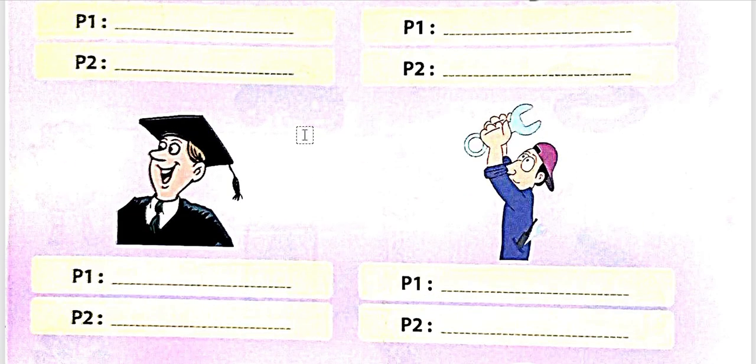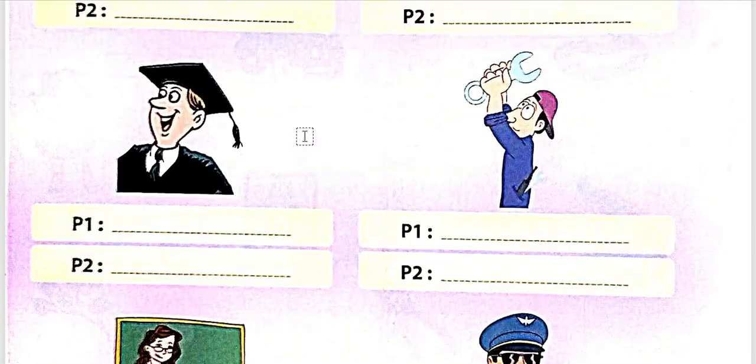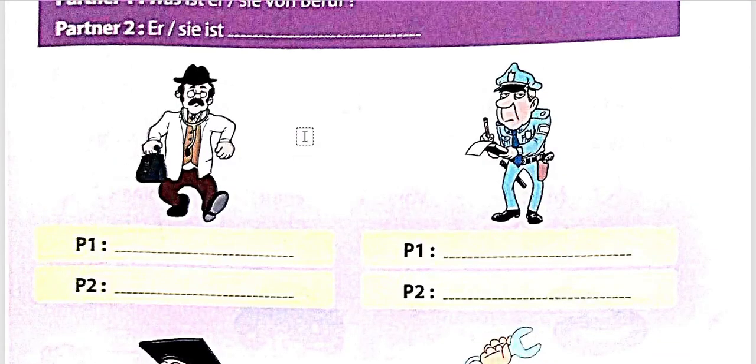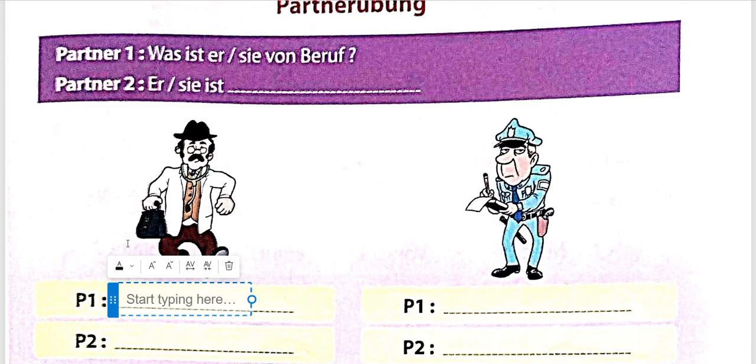So I don't think we have to do all of these. I'll give one example of male and one example of female, and the rest is pretty much obvious. So I guess you can do it by yourself. Here we have a doctor, so we'll ask the question, was ist er von Beruf, this is a male doctor. Partner 2 should answer. So we'll write er ist Arzt.